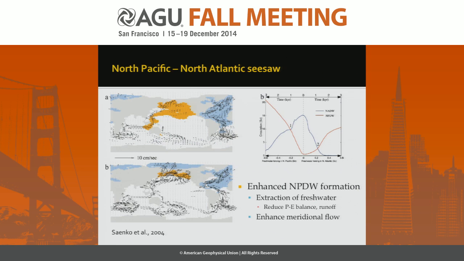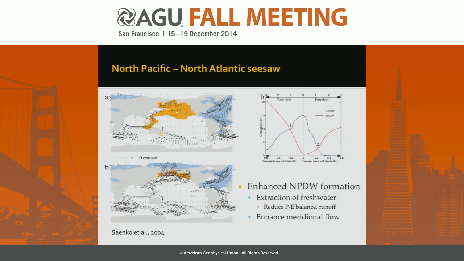But many models predict the development of a North Pacific, North Atlantic seesaw so that you get deep water formation in the adjacent basin, kind of compensating for reduction in the other, related to changes in the salinity balance. This is a model by Senko and others, 2004. The top panel shows an increase in salinity in the North Pacific in response to freshwater forcing in the North Atlantic, whereas the bottom panel shows essentially the response from extracting salinity from the North Pacific.